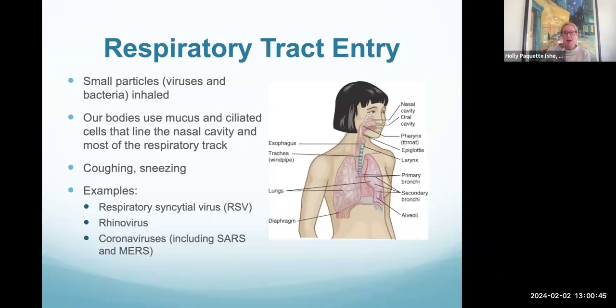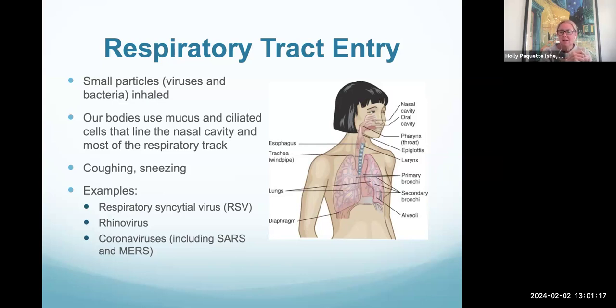With the respiratory tract, this tends to be the most common place that we see infection from. These small particles can be inhaled through the nose. In our case, we're thinking about viruses. And because our body has mucus in our nose and our upper respiratory tract, often things can stick there. And we have cilia that will brush things up to try to get them to exit that cavity. We often cough and sneeze as well, which hopefully propels that out.